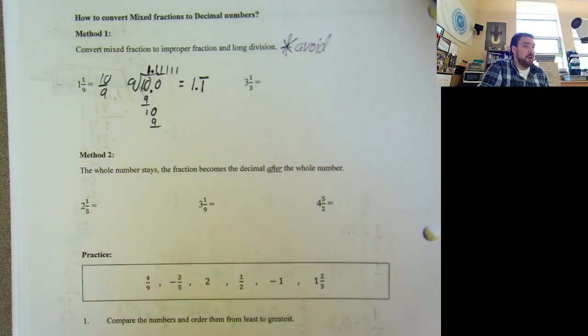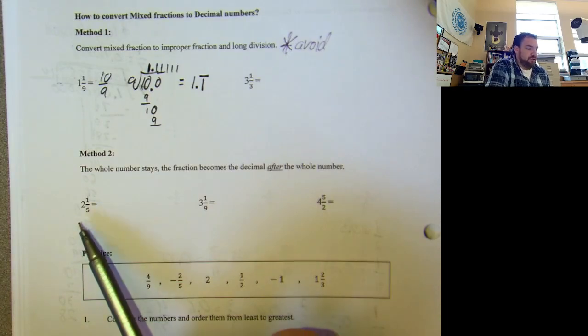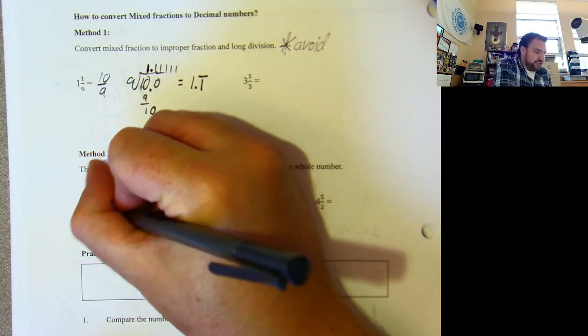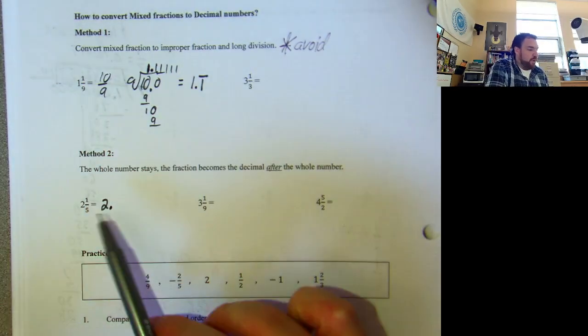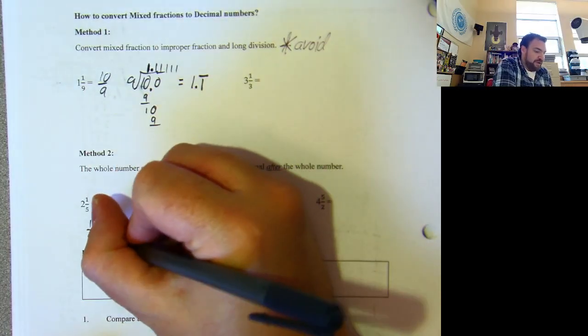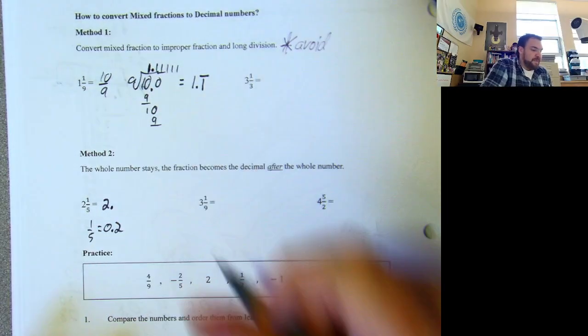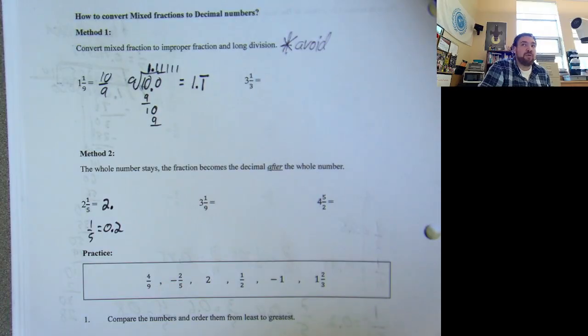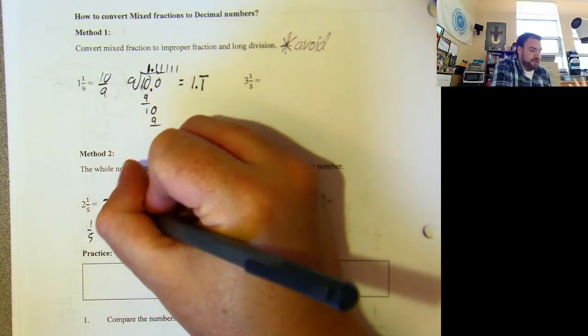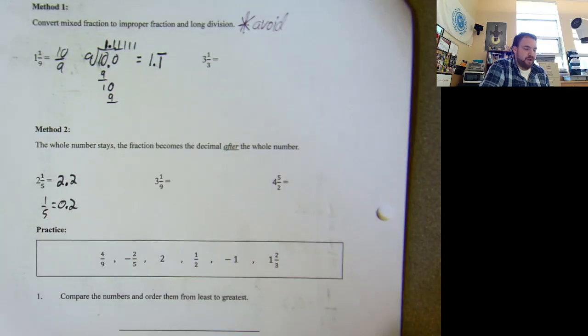Or what you can do is leave the whole number alone. 2 and 1/5 obviously is going to start with a 2. And then 1/5 is what as a decimal? One of the ones I want you to lock in. 0.2. 1/5 is 0.2. So then 2 and 1/5 is going to be 2.2. You can lock some of those in. You don't have to do the division. Until I throw something screwy at you like this one.